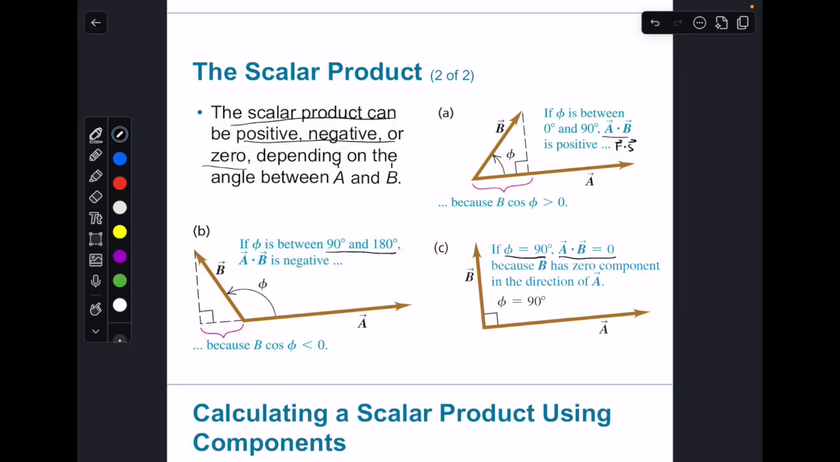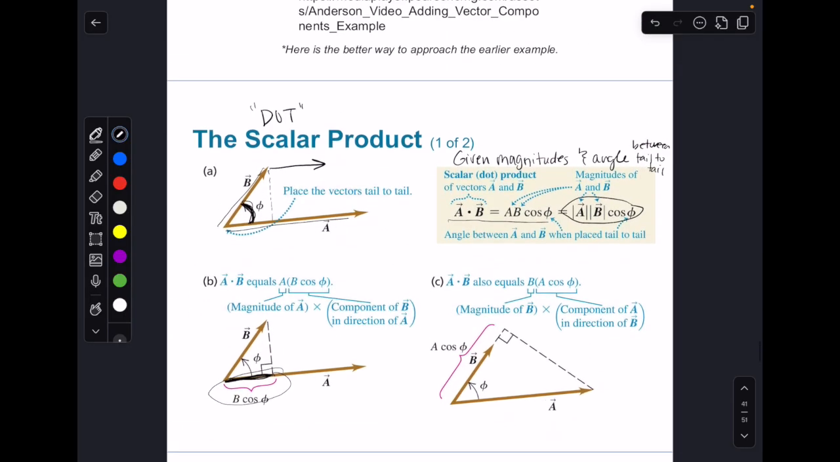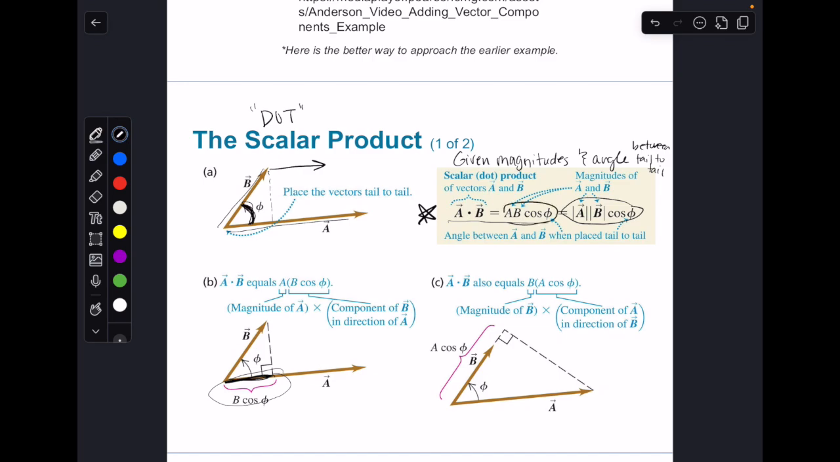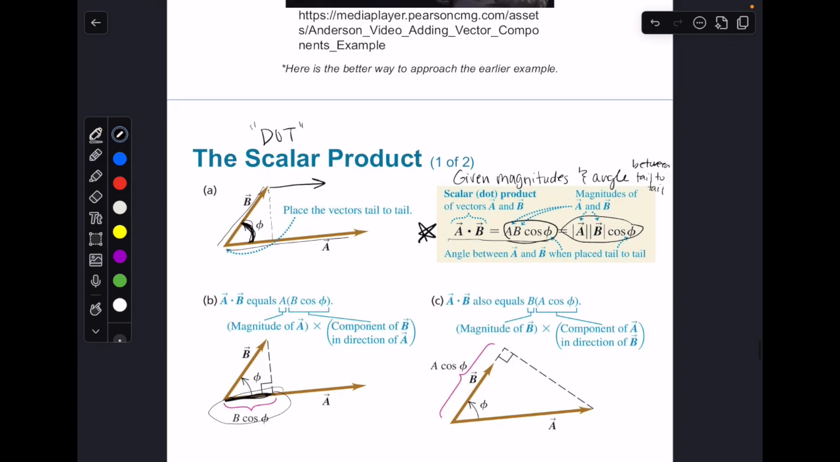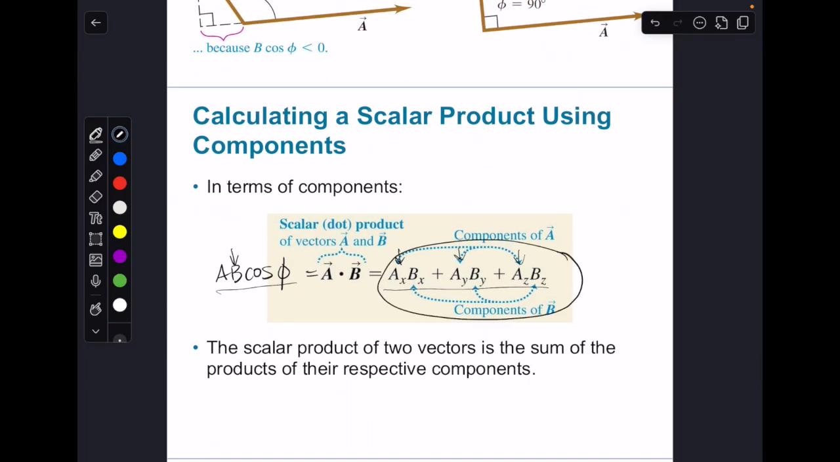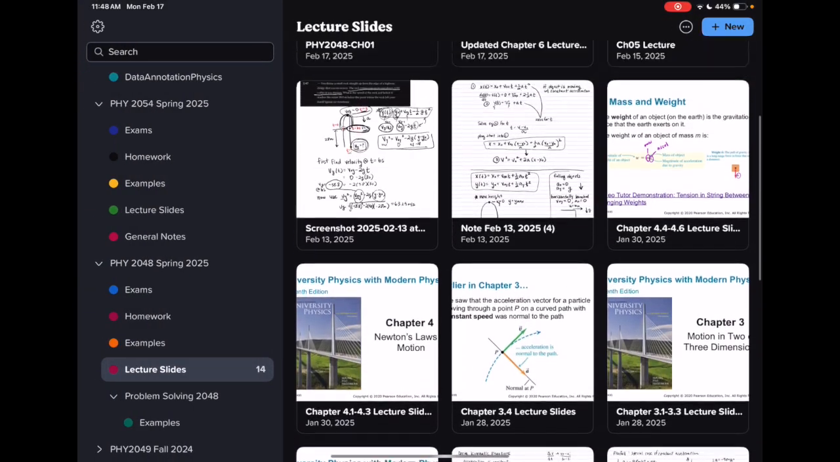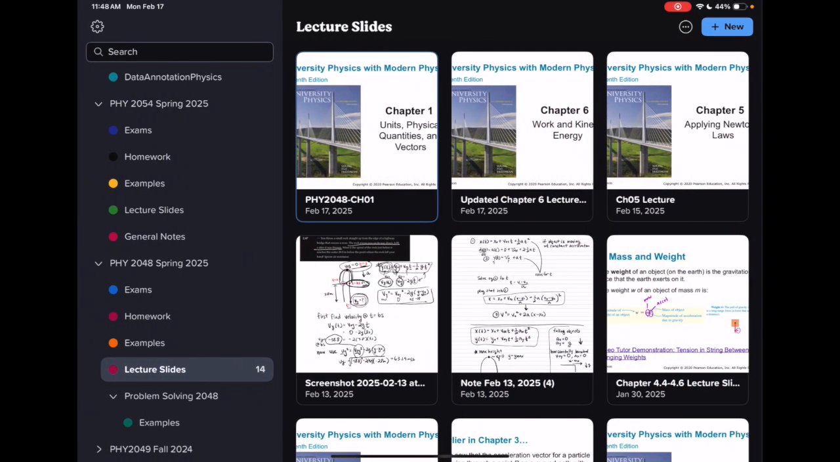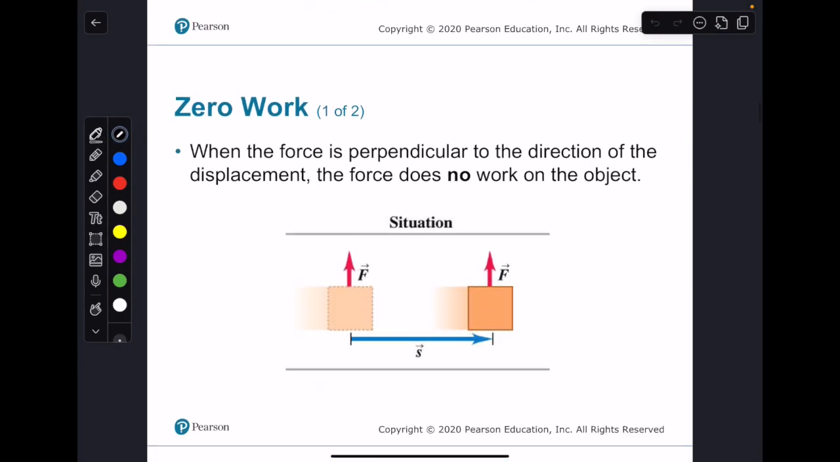Okay, so this is just our dot product relationship. So let me scroll back, right? Remember this? These are two equivalent expressions of the dot product, AB cosine theta and this one right here, the x components multiplied together plus the y components multiplied together plus the z components multiplied together. So work is simply a scalar product of the force vector and the displacement vector. Right, so no work is done if the force direction is perpendicular to the displacement direction.